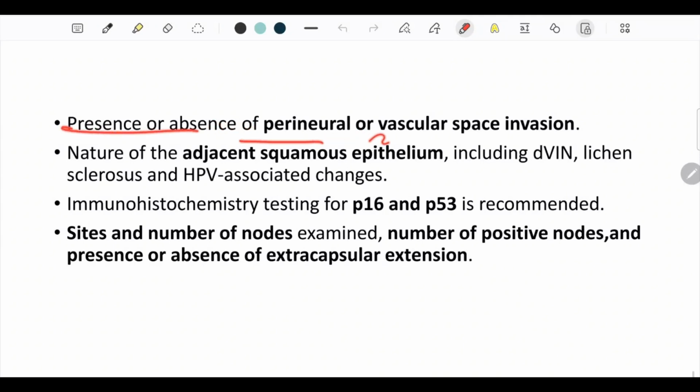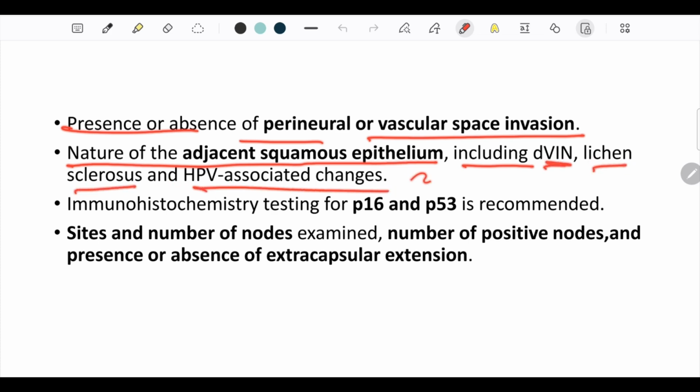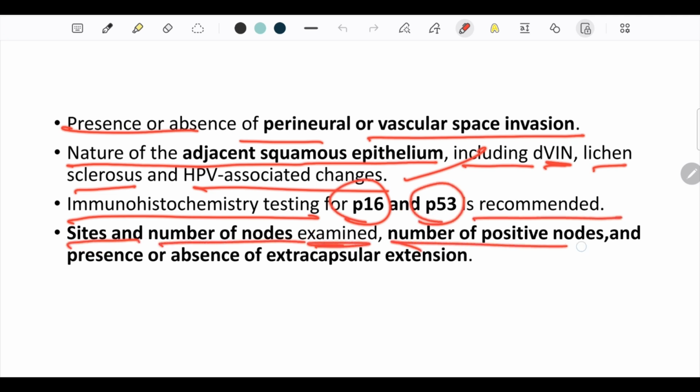Presence or absence of perineural or vascular space invasion, nature of the adjacent squamous epithelium, including DVIN and lichen sclerosus and HPV associated changes to be noted. IHC testing of P16 and P53 is recommended. Sites and number of nodes examined, number of positive nodes, and presence or absence of extracapsular extension to be noted.